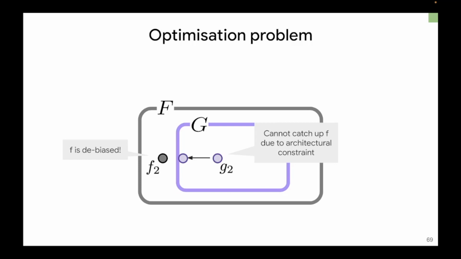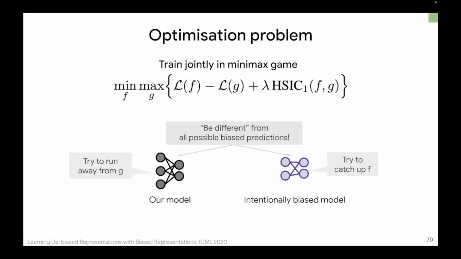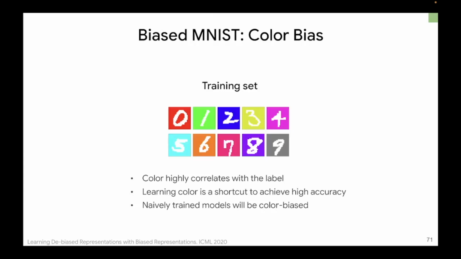And F is now outside of the G area, and that actually means by definition F is de-biased, because F is now utilizing features that cannot be represented by the intentionally biased model. So that is great. In short, we are solving this minimax game of F and G. For F, the goal is to solve the task well. For G, also the goal is to solve the task well. It's just that the goal of F is to run away from G, and the goal of G is to chase after F.